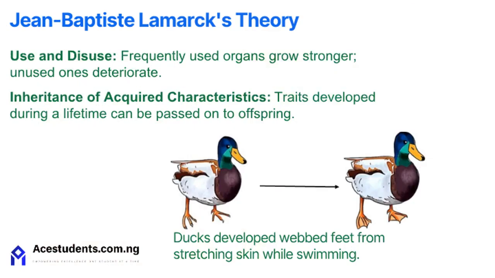Lamarck suggested that evolution occurs through the use and disuse of organs. Organisms could pass traits they acquired during their lifetime to their offspring. For example, ducks developed webbed feet from stretching skin while swimming.